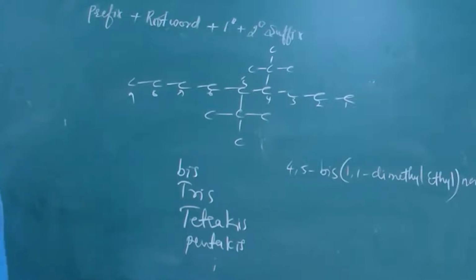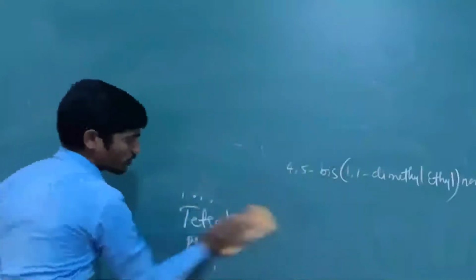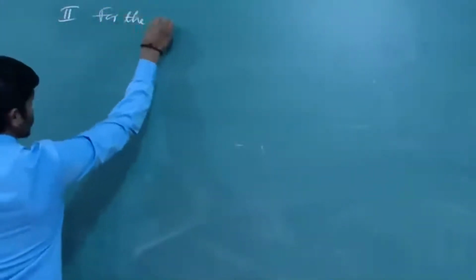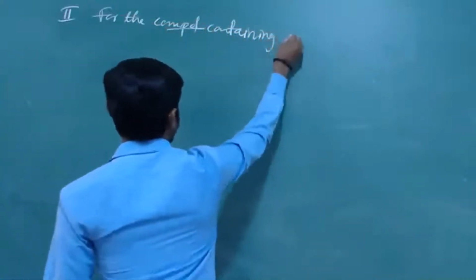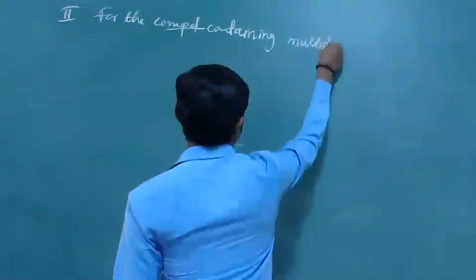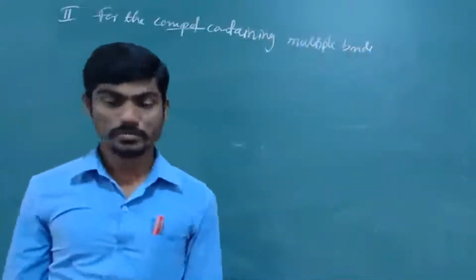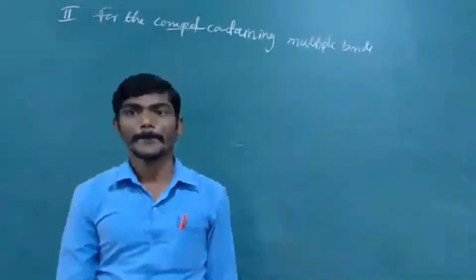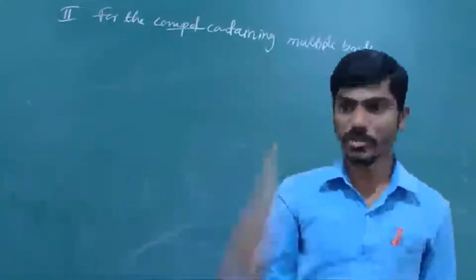Next, number 2: IUPAC rules for compounds containing multiple bonds. Again here also the same rules, but with small variations. Number 1, first rule.